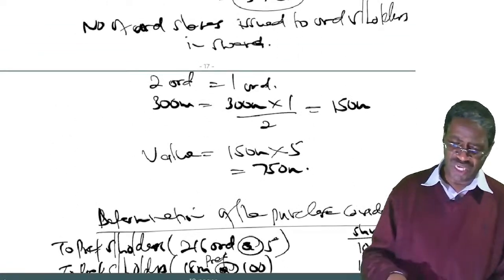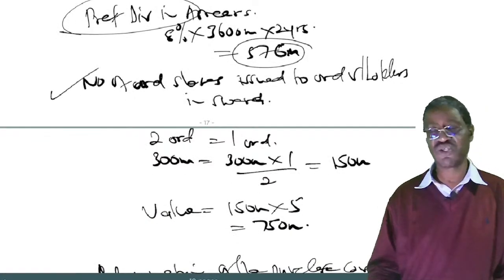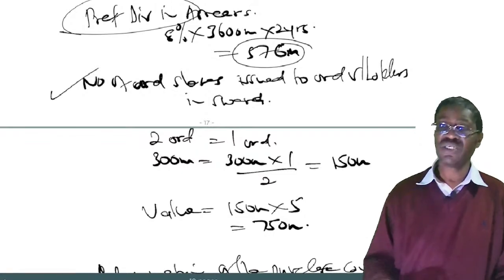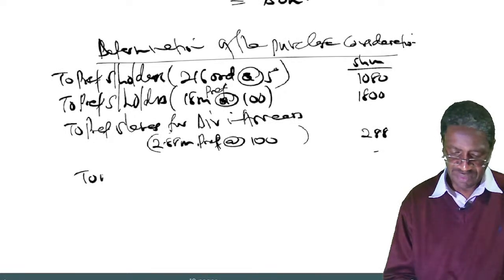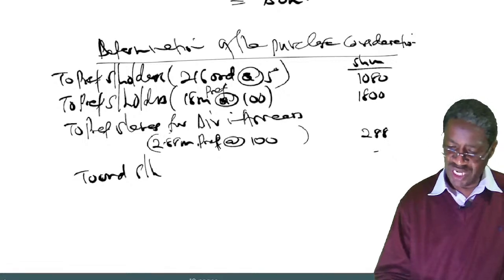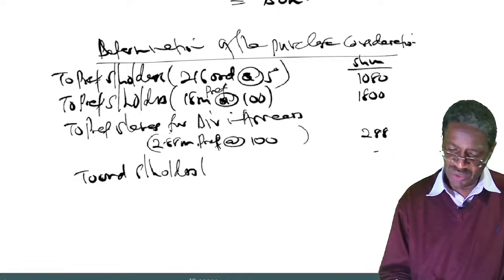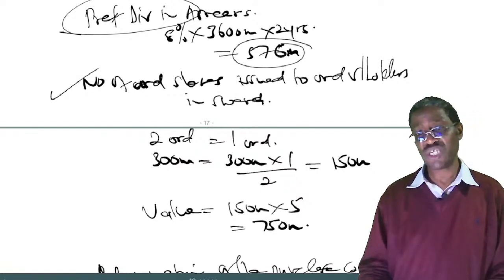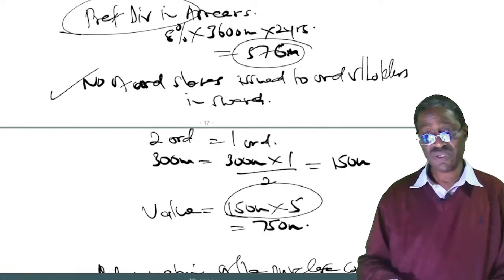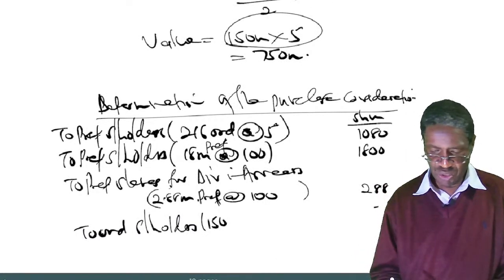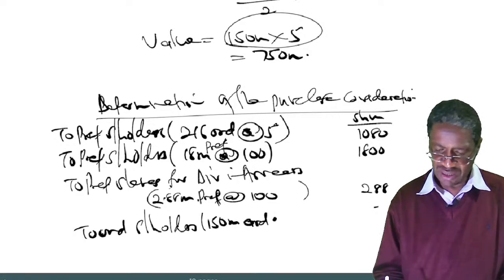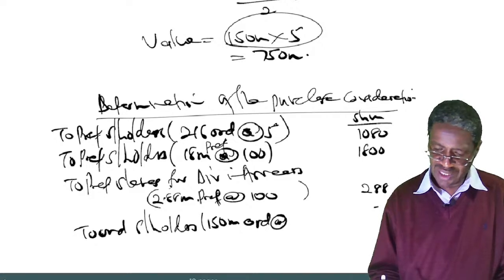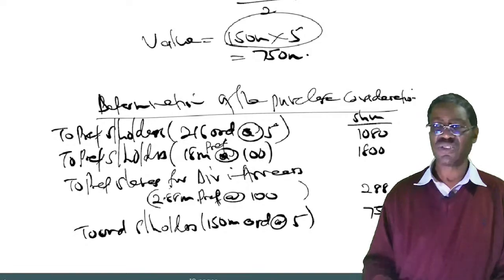Good. From there, what did we go to next after the arrears? I can see the next item we came to is ordinary shares, number of ordinary shares issued to ordinary shareholders. Let's come and say this to ordinary shareholders. What are we giving to them? Let me go back. We are told number of ordinary shares issued to ordinary shareholders. And I can see down here, it is 150 times 5. So we gave them 150 million ordinary. Good. So put it there, 150 million ordinary at a credit of 5. That gives me 750. Good. That is it.